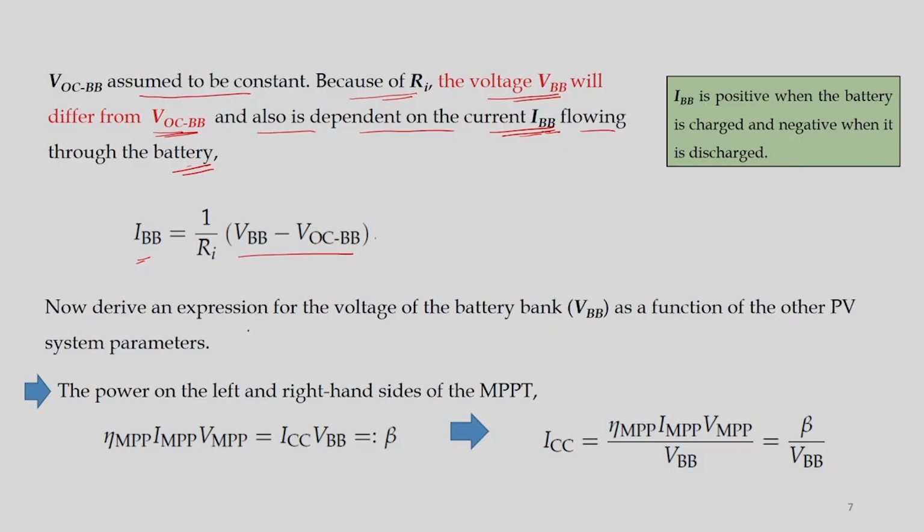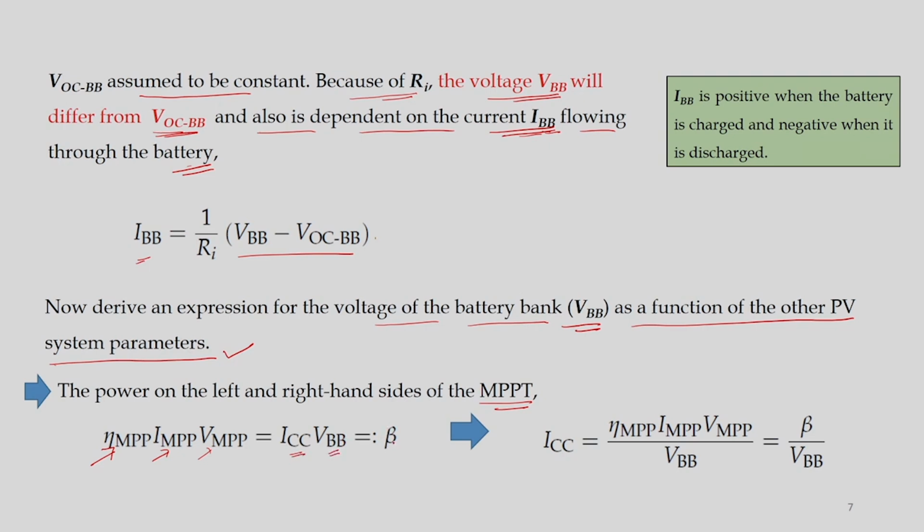So, now let us derive an expression for the voltage of the battery bank V_BB as a function of PV system parameters. As I said before in the schematic diagram of the PV system, the power on the left and the right side of the MPPT should be equal. So, if we consider the efficiency of the MPPT as eta_MPP, I_MPP is the current at the maximum power point, and V_MPP is the voltage at that point, and then I_CC is the charging current and V_BB is the battery voltage.